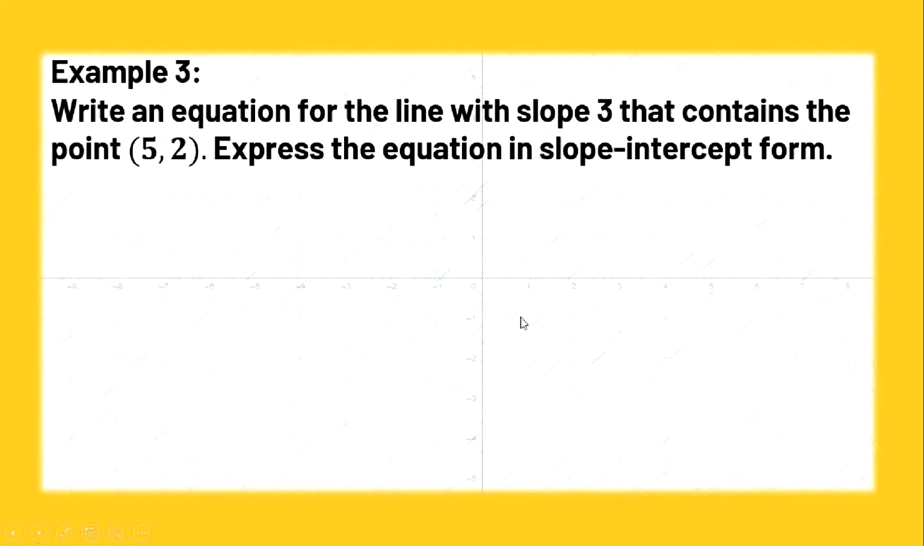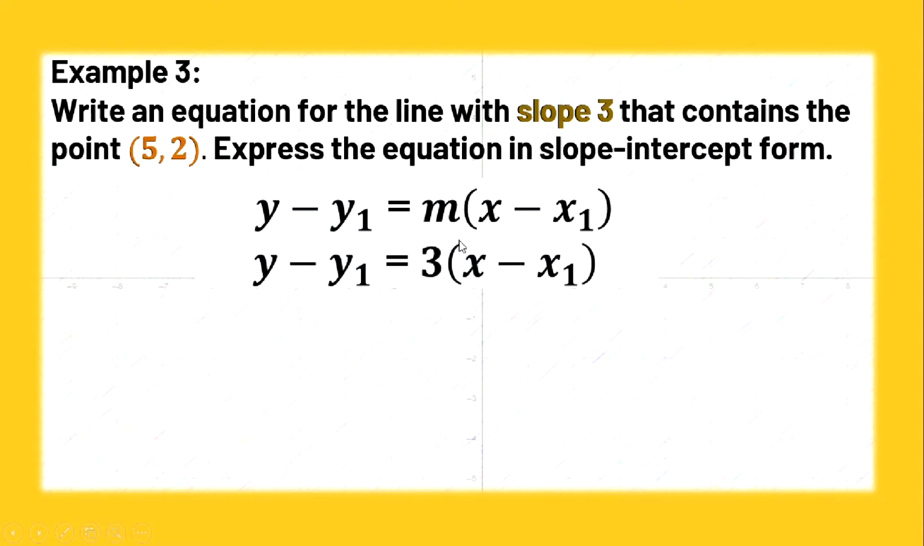Okay, let's try this example. Write an equation for the line with slope 3 that contains the point 5, 2 and express the equation in slope-intercept form. So, in this problem, given ang ating slope and ang coordinates ng isang point. So, meaning, we will be using the point slope form. So, simply substitution lang tayo. First, substitute the slope which is 3. And the coordinates of point, we have 5 for x sub 1 and 2 for y sub 1.